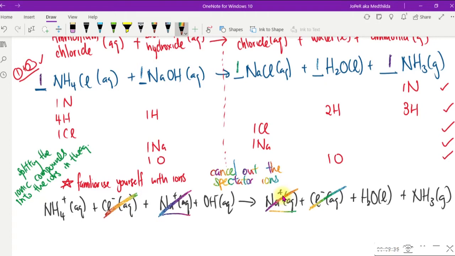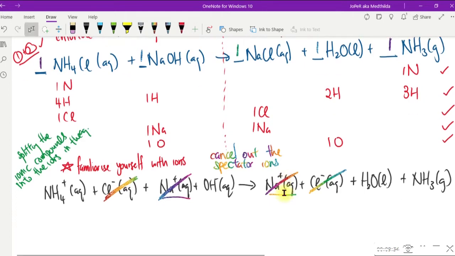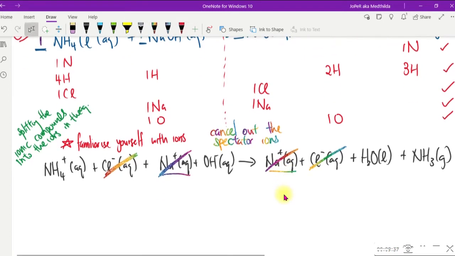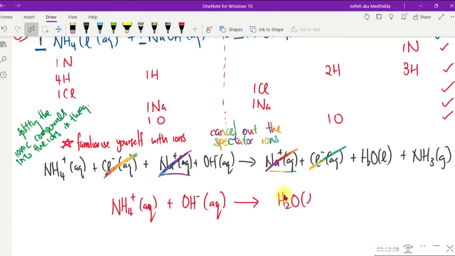Once I've cancelled out, let's double check. Ammonium I have before, after no ammonium. Can you see these two are different? This NH4 plus, this NH3. They're different things. OH minus aqueous, H2O liquid. Once I'm done cancelling the spectator ions, the last part is to write down whatever is left. So NH4 plus aqueous plus OH minus aqueous gives me H2O liquid plus NH3 gas. So this here is number 3, the ionic equation.